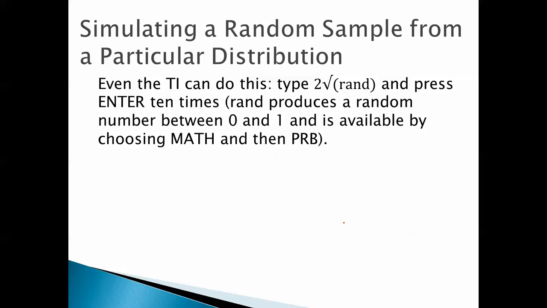Even the TI can do this. What you would do is type in 2 square root rand, because again, all we're doing is plugging random numbers into 2 square root y, and press enter 10 times, because rand produces a random number between 0 and 1, and is available by choosing math, and then PRB.